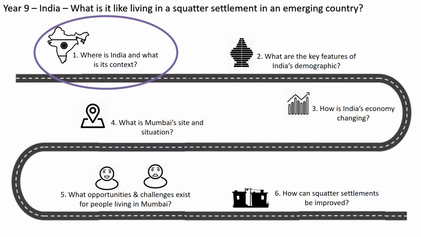I'd like to introduce you to our new roadmaps. Every topic will link to a big question. In this case, India. What is it like living in a squatter settlement in an emerging country? This is the question that you're going to keep working towards and trying to answer. The key content for each topic is then broken down into smaller questions. And today we're going to be looking at the location of India and its context or background.